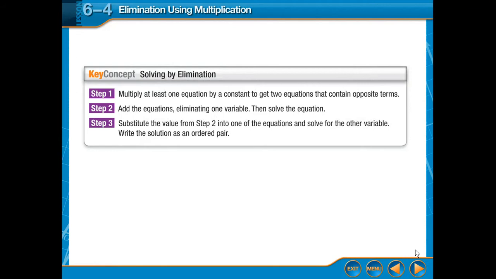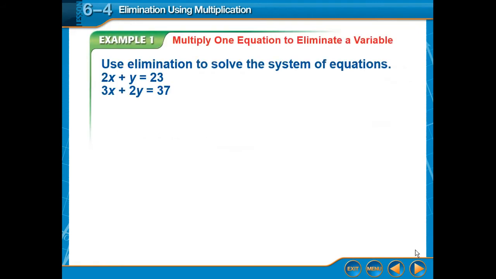So, the steps to solve an equation using elimination. Step 1, multiply at least one equation by a constant to get two equations that contain opposite terms. Step 2, add the equations, eliminating one variable, then solve the equation. And step 3, substitute the value from step 2 into one of the equations and solve for the other variable. Write the solution as an ordered pair. So let's see what that looks like.